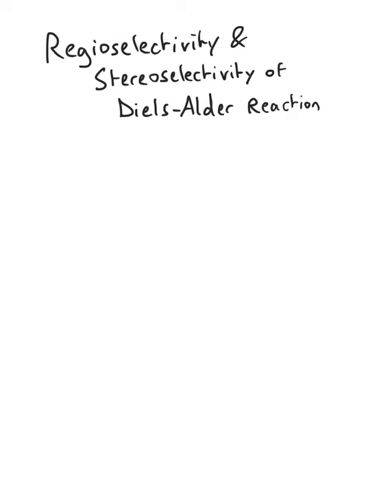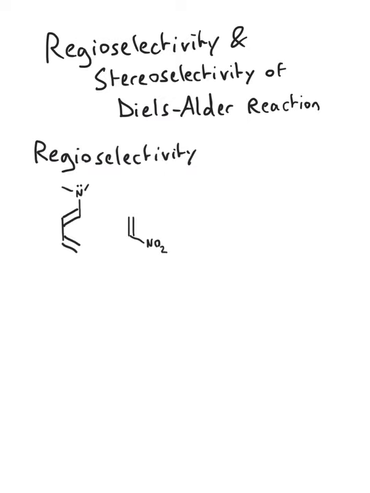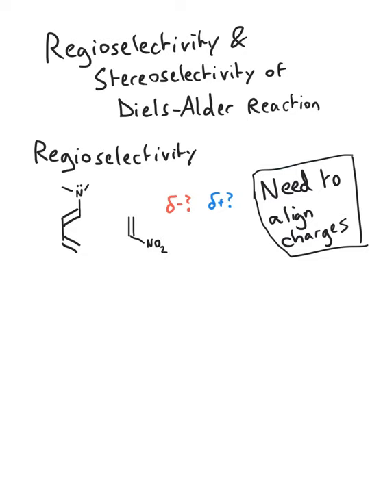This video is about the regio- and stereoselectivity of the Diels-Alder reaction. The regioselectivity of the Diels-Alder reaction comes down to where the partially negative or nucleophilic carbon is and where the partially positive or electrophilic carbon is, and these need to align for the reaction to occur.